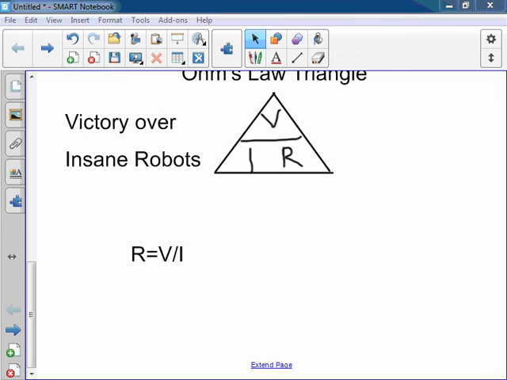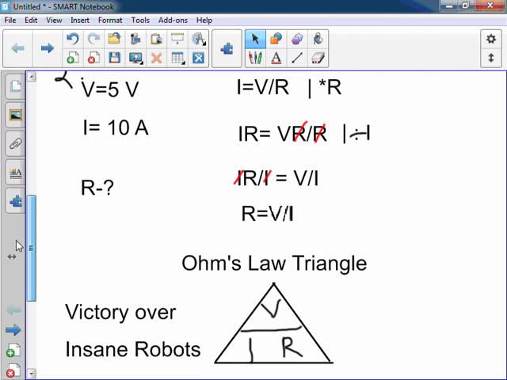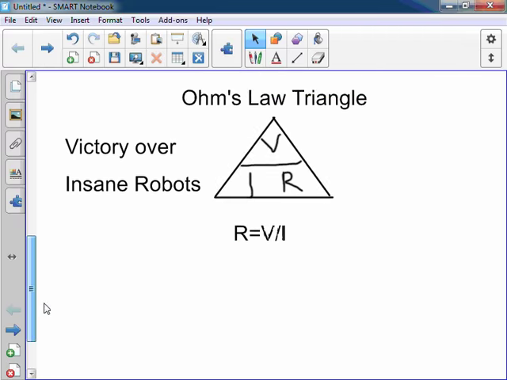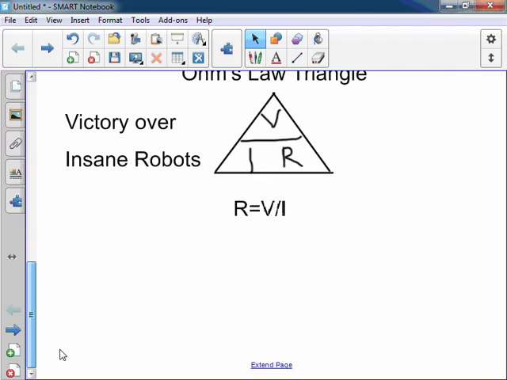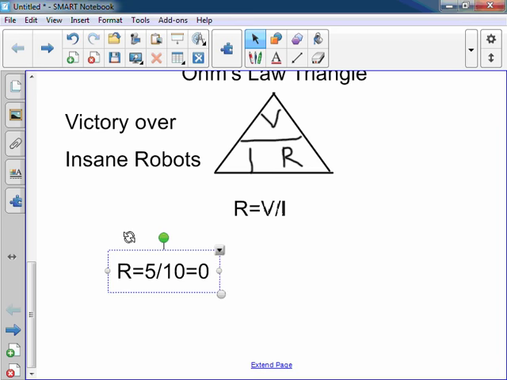All right. So now that I have my formula, I can actually solve this problem. And once again, this problem has baby numbers. So all I have to do right now is plug them in. So I'm going to have R equals 5 divided by 10. And that actually equals 0.5 ohm.